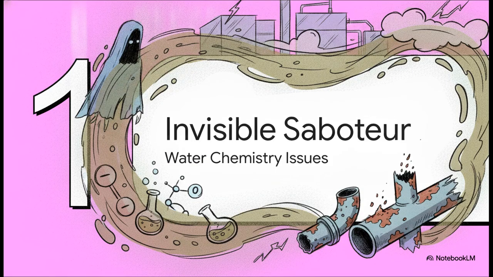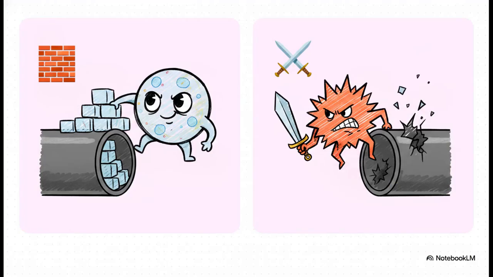Let's set the stage for this microscopic battlefield. Okay, so our contaminants basically split into 2 distinct profiles. On one side, we have cations. These are your positively charged ions. Think of them as the builders, but trust me, not in a good way. They build hard-scale and these sticky insulating deposits right on your high-temperature surfaces.